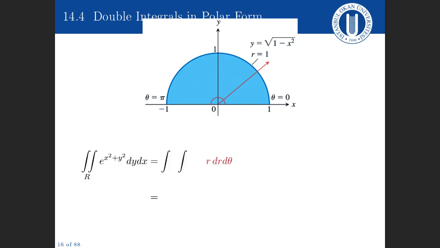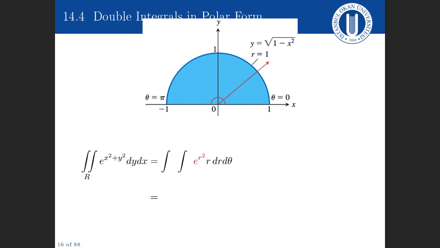So let's do that. We've filled partly in already. Instead of dy dx, we want r dr d theta. What about the function? e to the power x squared plus y squared. That's just the same as e to the power r squared. We need to find the limits of integration.